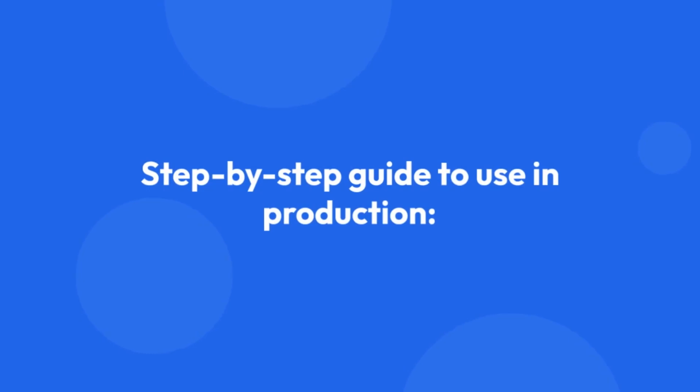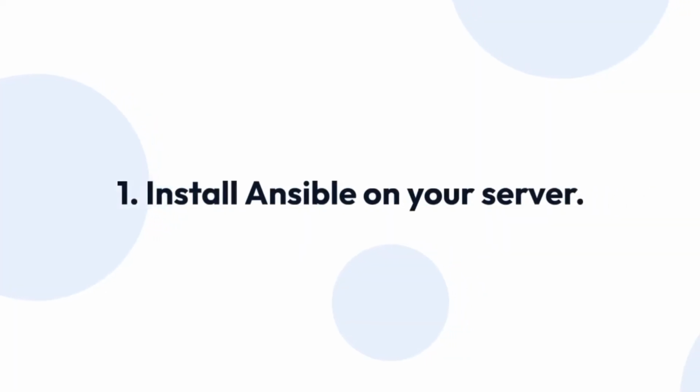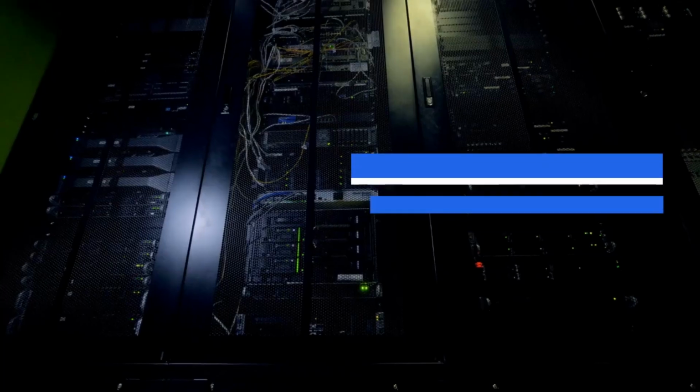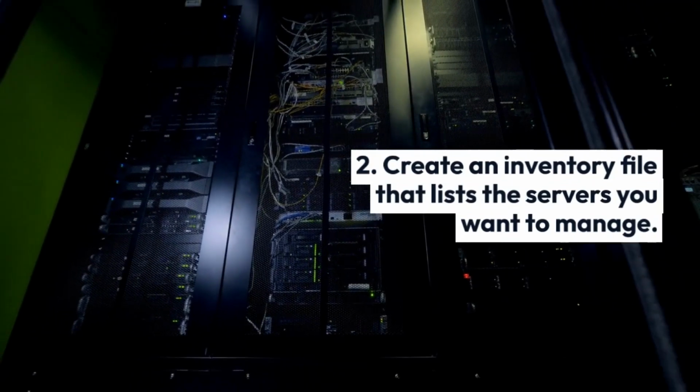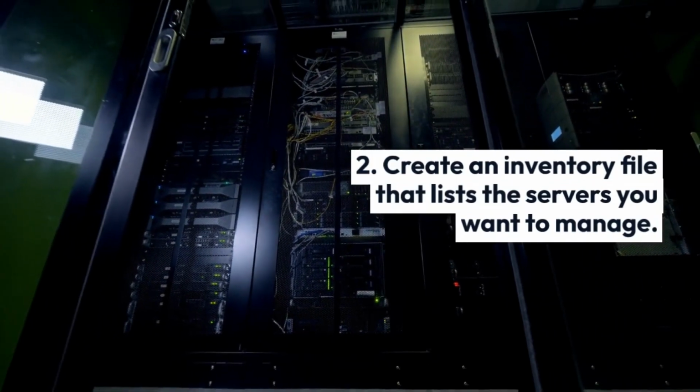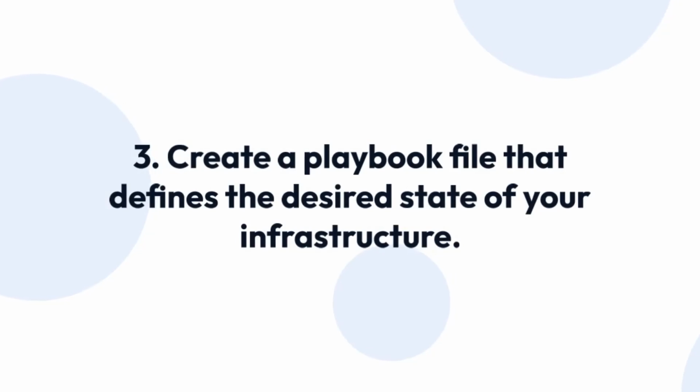Step-by-step guide to use in production. Number 1. Install Ansible on your server. Number 2. Create an inventory file that lists the servers you want to manage. Number 3. Create a playbook file that defines the desired state of your infrastructure.